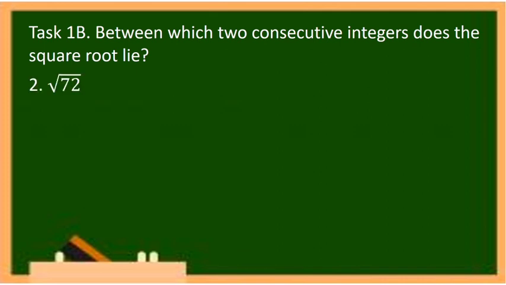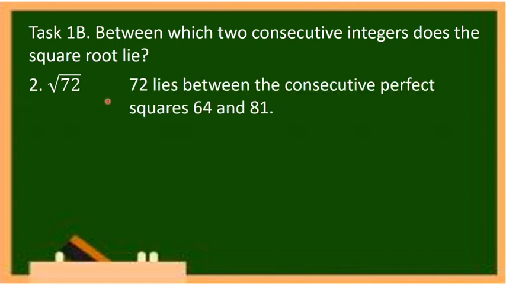Now let us have example number 2. So we are given the square root of 72. So 72 lies between the consecutive perfect squares, which are 64 and 81. They are perfect squares because there is a number that when you multiply it to itself, it will give a product of 64 and 81. And that's 8 times 8, which is 64, and 9 times 9, which is 81.